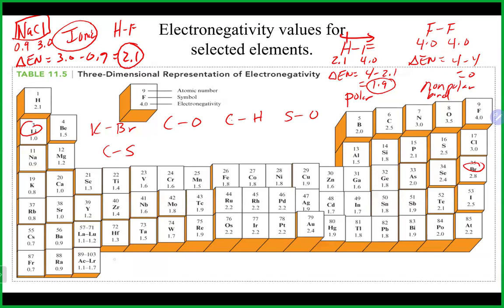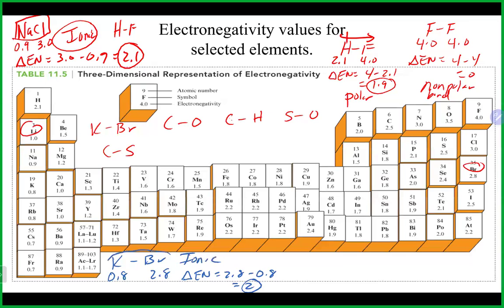So we'll start with the KBr. If we were going to use our electronegativity values, we have 0.8 for the K, and the Br there is 2.8. So our difference in electronegativity would be 2.8 minus 0.8, which gives us a 2, and that would be an ionic bond.